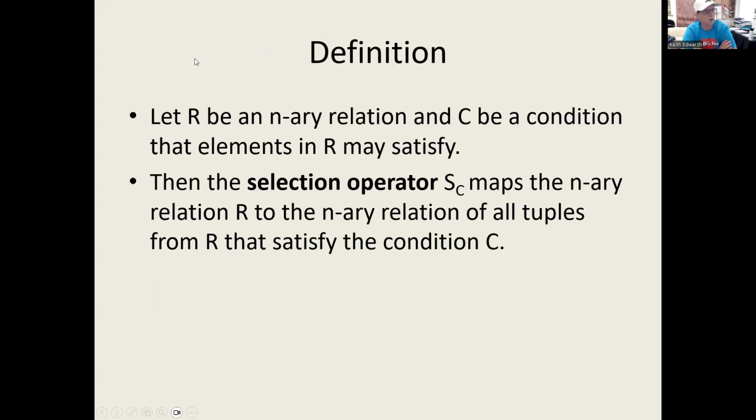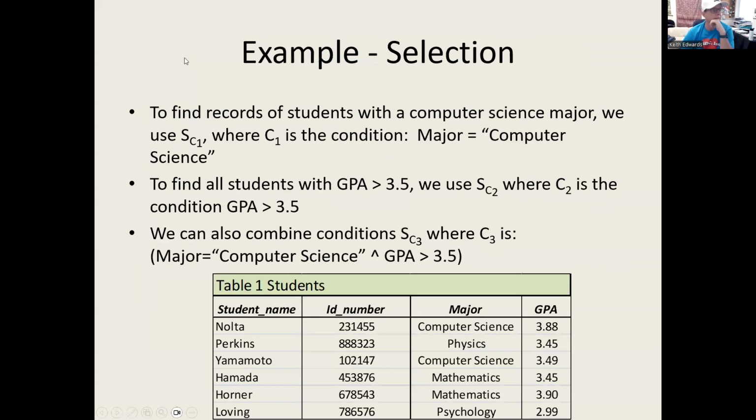So we'll let R be an N-ary relation and C be a condition that the elements in R may satisfy. The selection operator S sub C maps the N-ary relation R to the N-ary relation of all tuples from R that satisfy the condition C.